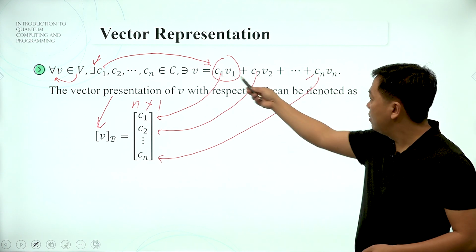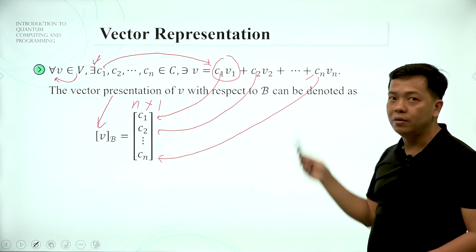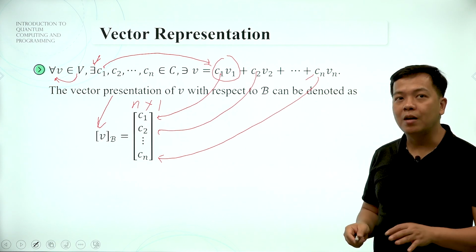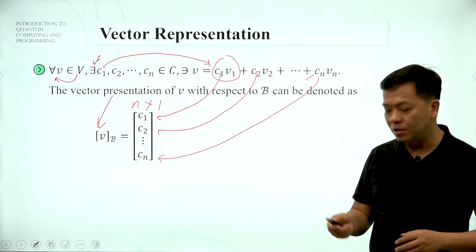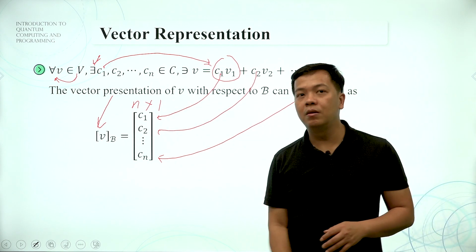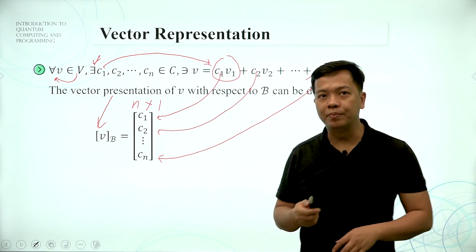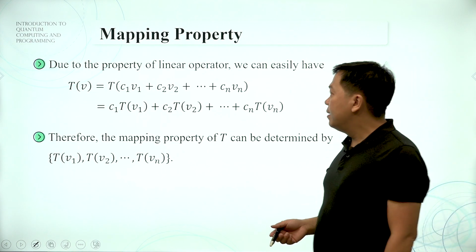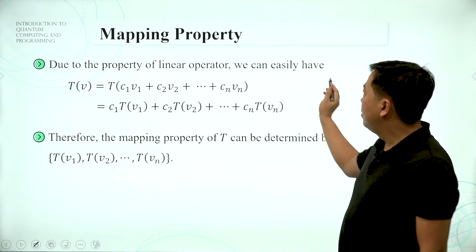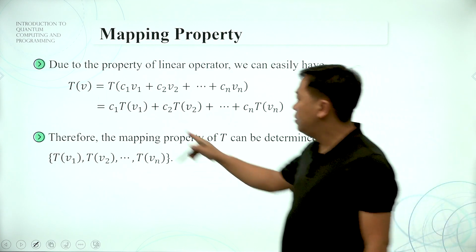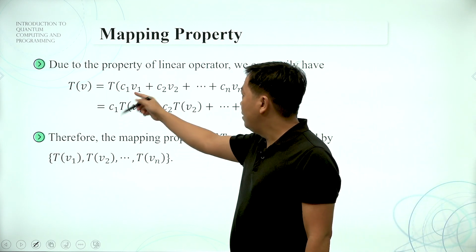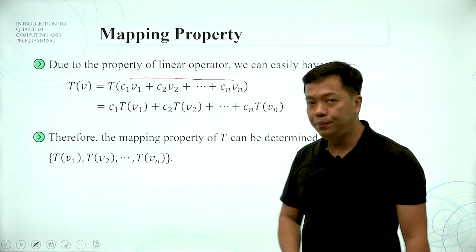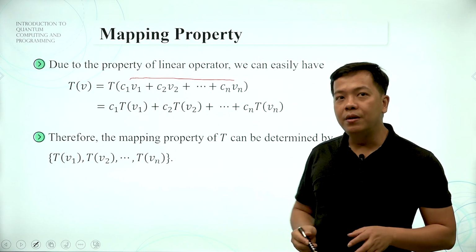If you see this linear formula, you can transform it to a matrix. The matrix includes n rows and one column. So it's similar to the property of the linear operator. We can easily, after this, if we have a linear operator, right? We have a linear combination.